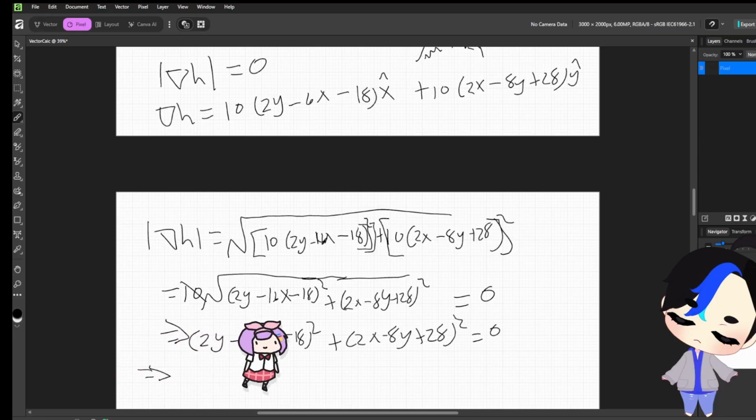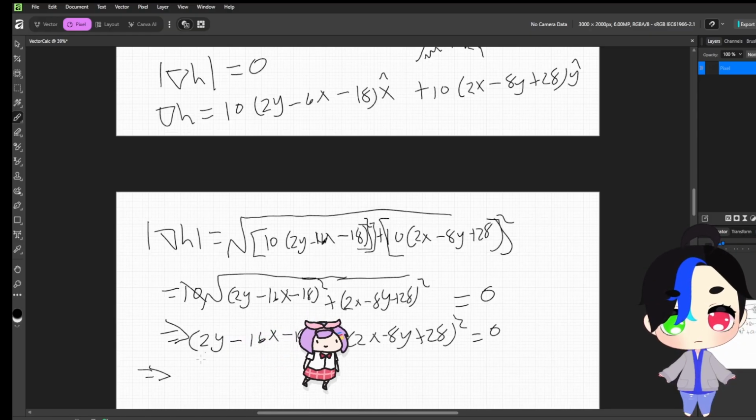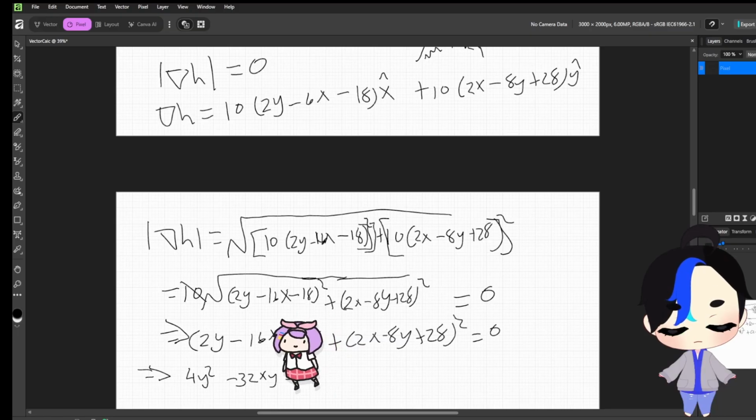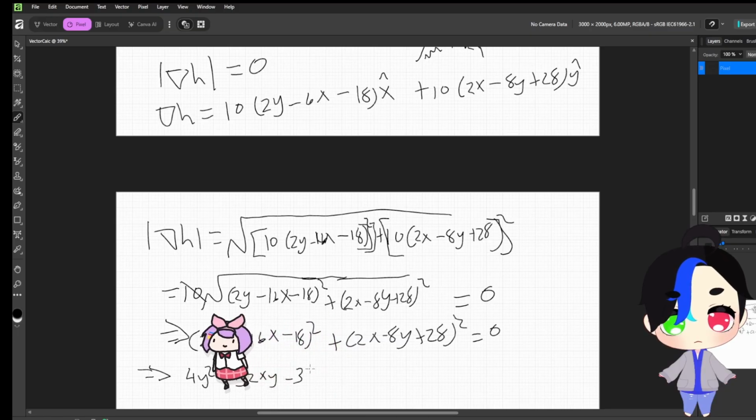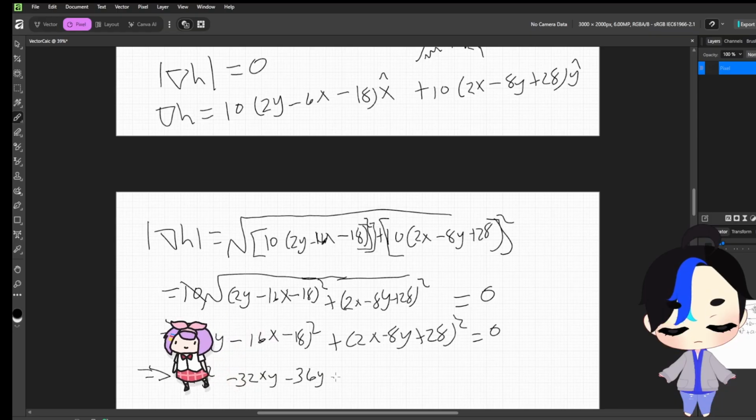Okay, sorry. So this becomes 4y squared minus 32xy minus 18 times 2 is 36y.